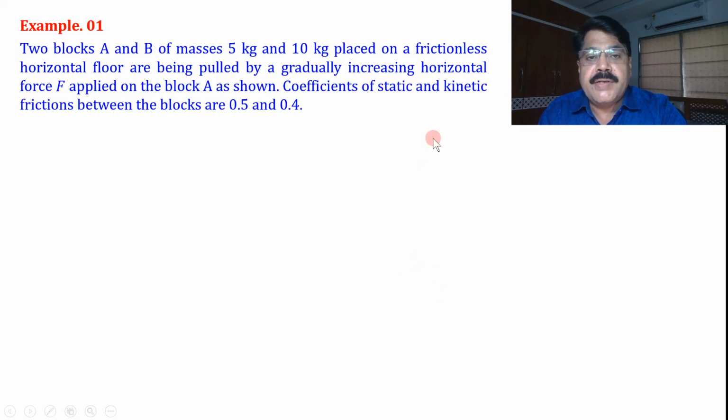And here what is said, the floor is frictionless, and the situation is this way. Here we can see the blocks A and B placed one above the other on a horizontal floor that is frictionless, and there is friction between blocks A and B, and the coefficients of friction are given as 0.5 and 0.4. 0.5 is for static friction and 0.4 is for kinetic friction.